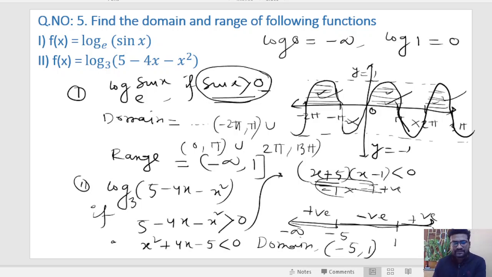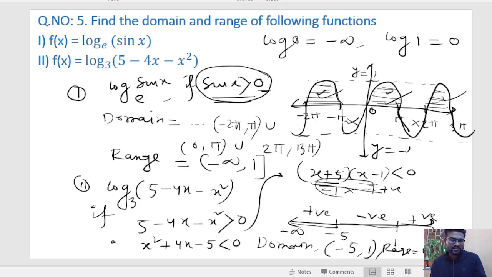Okay, and the range of the function: putting the value of x equals 1, we get log 0, which is minus infinity, and the value of x equals 0 gives 5, so the range is minus infinity to 5. This is the range of the function log of 5 minus 4x minus x square.